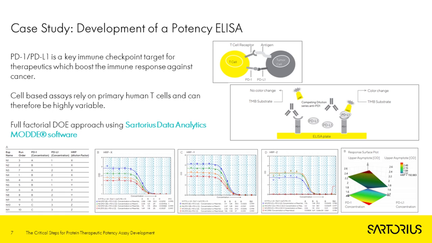Well, the blocking mode of action is considered, and we chose to design our assay as a competition ELISA with PD1 to coat the plate, a constant concentration of biotinylated PDL1, and then a competing dilution series of our anti-PD1 molecule. So we can detect any bound PDL1 using streptavidin HRP.